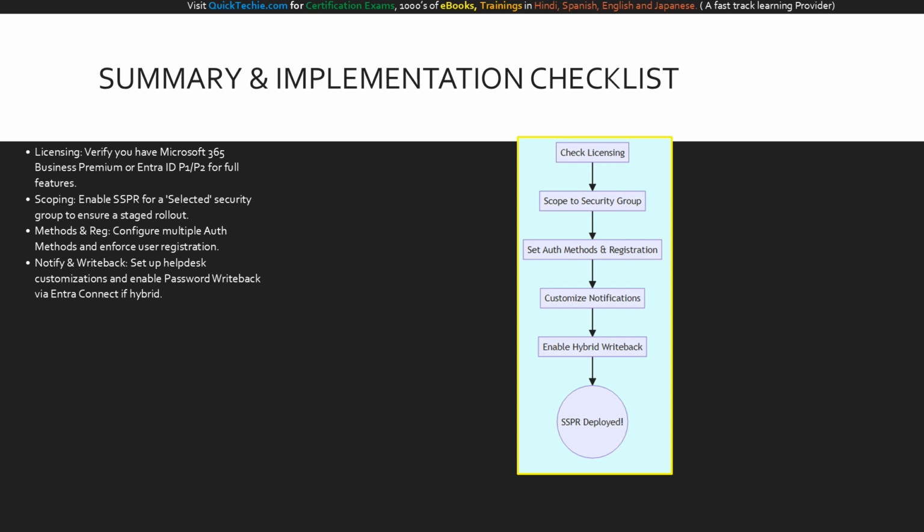Configure your notifications, customize your help desk link, and if you are hybrid, use the on-premises integration blade to enable password writeback. Follow these steps, and your IT help desk will thank you. Our final flowchart acts as your deployment roadmap. You move sequentially from checking licensing to scoping the deployment, setting authentication and registration rules, configuring notifications, and finally enabling hybrid writeback if needed. Once you clear these logical checkpoints, your SSBR deployment is complete, secure, and ready to empower your users.